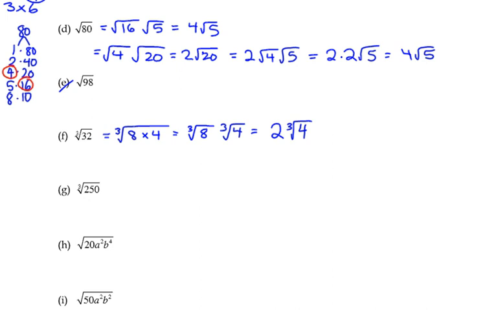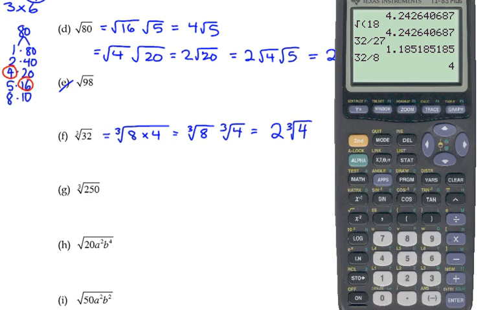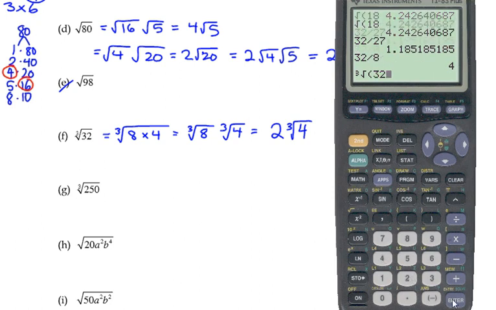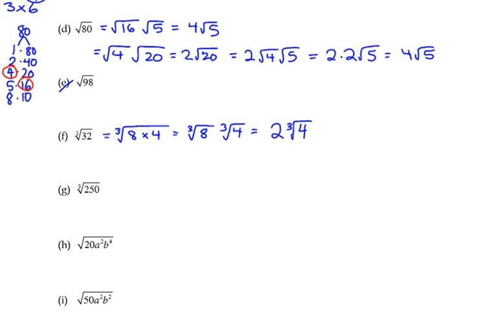Okay, so checking your work. Cubic root, where do you find that? Math, cubic root of 32, and then 2, math, cubic root of 4. It should be the same decimal. Okay. All right, try G on your own.